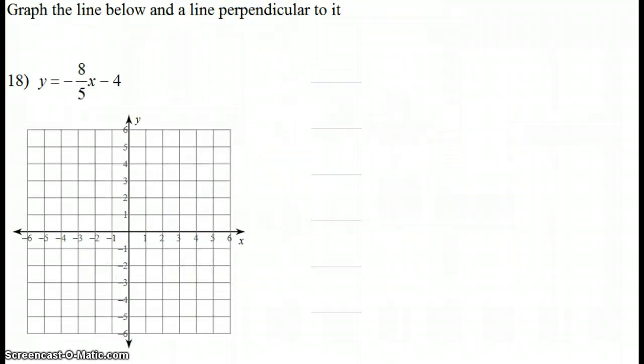This is our last problem for this video. Again, we're going to annotate our question. Graph the line is my action below and a line perpendicular to it. So I need to graph 2 different lines. We'll start by graphing the original line. I'm going to start at negative 4, and I know that my slope is negative 8 over 5. I'm going to rise 8, and I'm going to run negative 5. This is my original line.